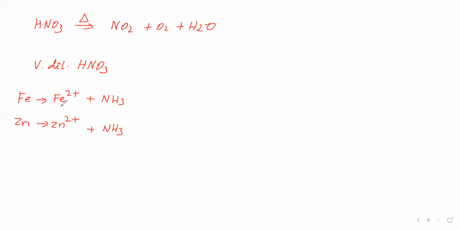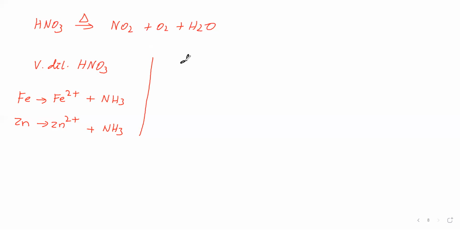So if you take very dilute nitric acid, iron is converting into ferrous. Ferrous takes nitrate and becomes ferrous nitrate. Zinc is converting into Zn2+. Zinc ion takes nitrate and becomes zinc nitrate. While nitric acid becomes ammonia, this ammonia is a base. It will react with HNO3 to become ammonium nitrate. Next we will take dilute nitric acid.